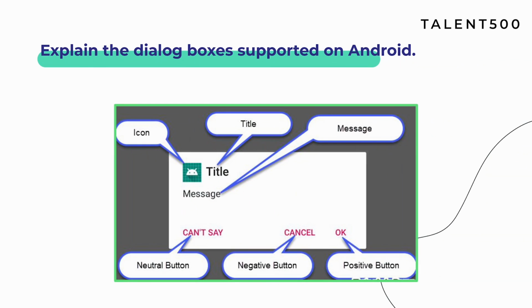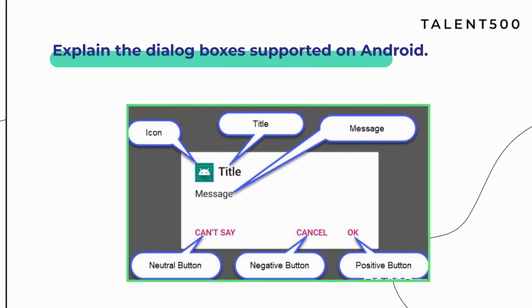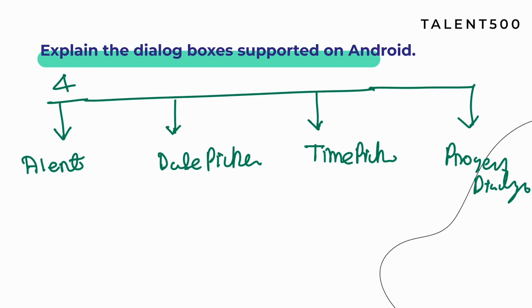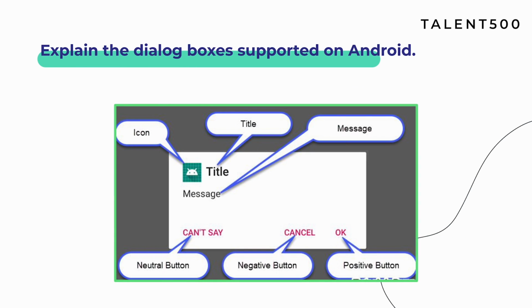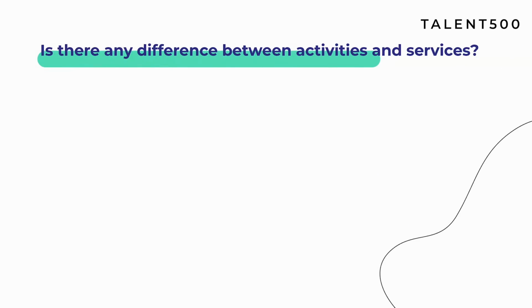All right. Moving ahead, these are basically the components when we talk about the normal built-in dialog box. This is the title, this is the message. This one is called neutral button, negative and positive button.